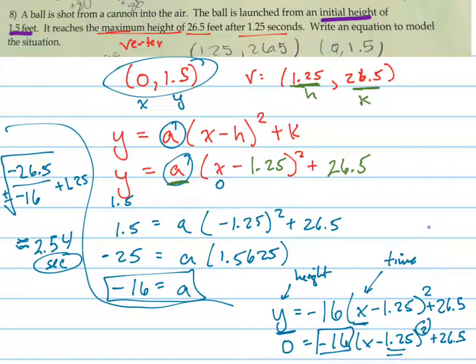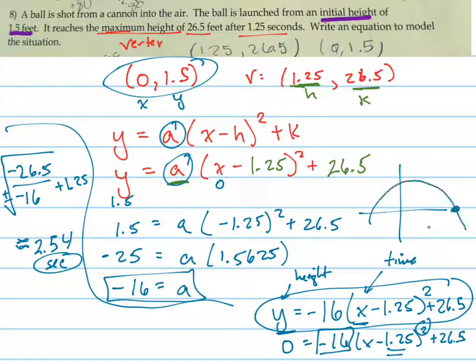So you have an upside down parabola. This equation represents an upside down parabola, and you're trying to figure out where it touches 0, and it touches 0 here at 2.54, and also here at negative something if you wanted to find that out, but that doesn't make sense in our problem.